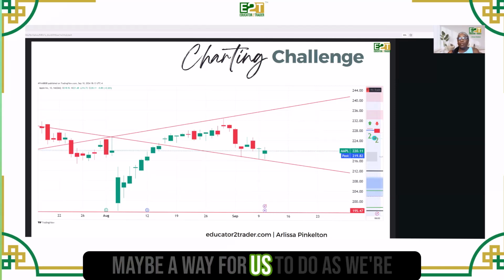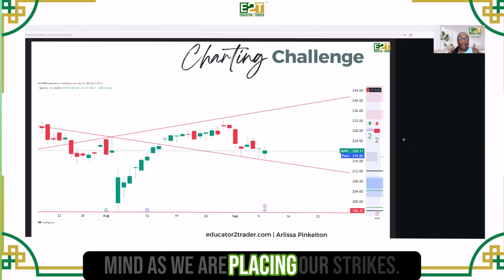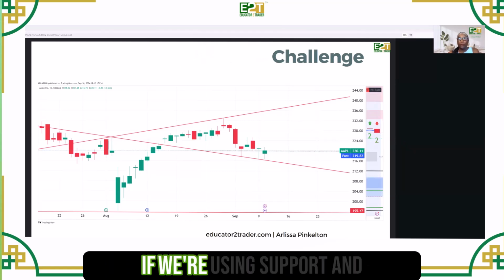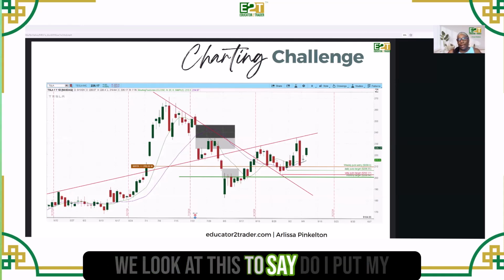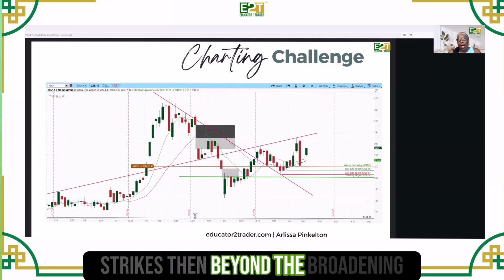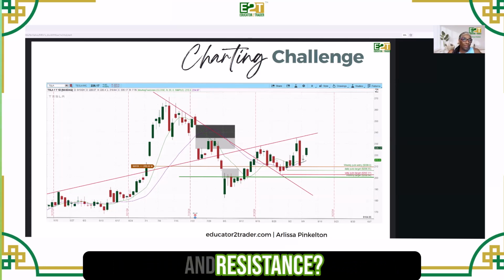Maybe a way for us, as we're doing our charting, is to keep this in mind as we are placing our strikes. If we're using support and resistance to place our strikes, we look at this to say, do I put my strikes beyond the broadening formation, or just beyond support and resistance?